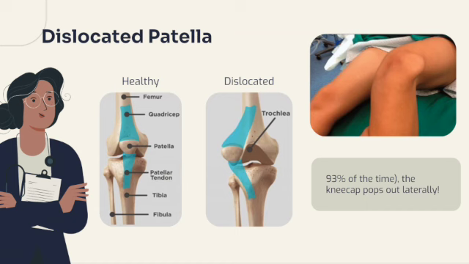Today in my sport injury webinar, I'm going to be talking about a dislocated patella. A patella dislocation is a dislocation of the kneecap, also known by its scientific name, the patella, from its groove at the knee joint.